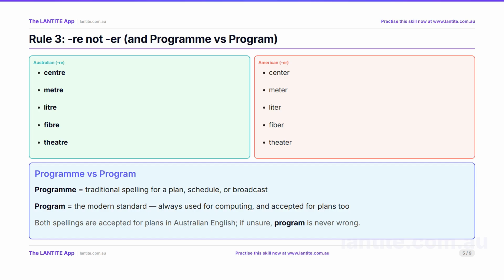Now the program versus programme question. This one depends on context. Programme with the extra letters is the traditional spelling for plans, schedules, and broadcasts, a training programme, a television programme. But modern Australian English increasingly uses the short spelling program for these too, and both are accepted. In computing, it is always program without the extra letters. Write a program in Python. If you are ever unsure, the short spelling program is never wrong in Australian English.